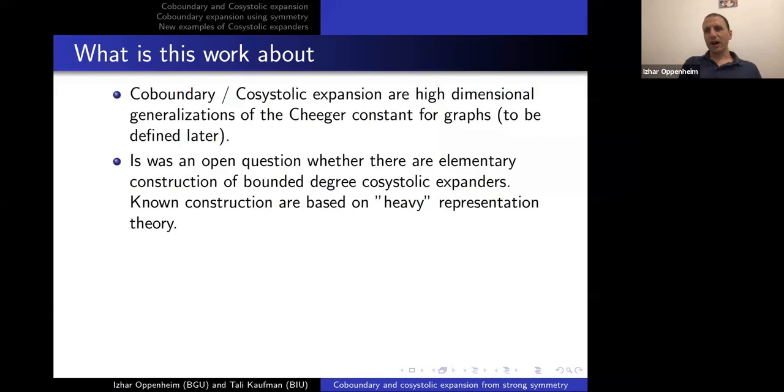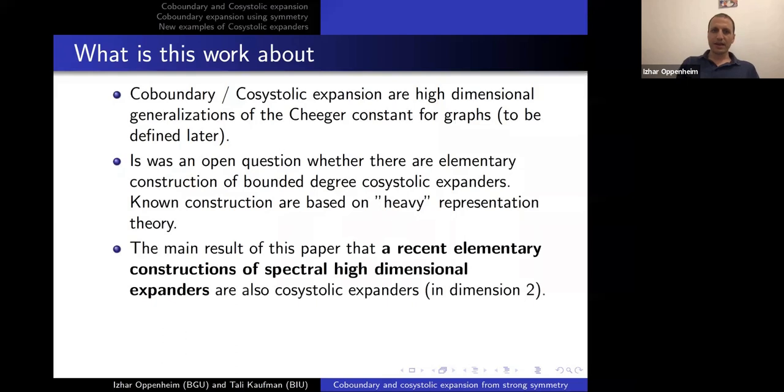Before our work, it was an open question, or a challenge, to construct such high-dimensional expanders in an elementary way. Basically, we want bounded degree cosystolic expanders, whatever that means, to be defined later. There were known constructions, but they all use some heavy-duty machinery from representation theory and/or from Bruhat-Tits buildings and stuff like that.